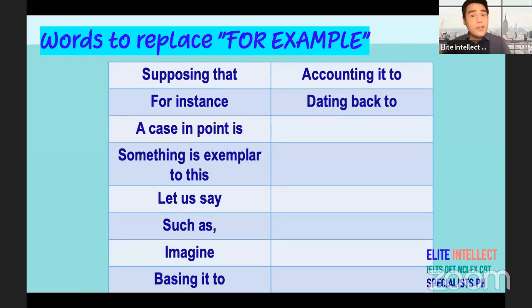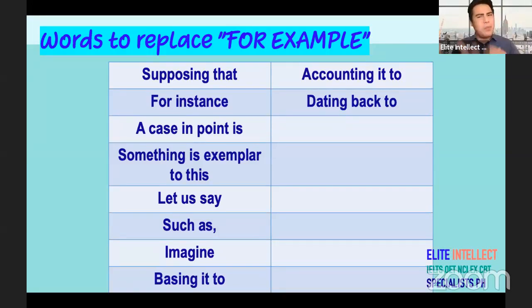Some students tend to say "for example" a lot. Instead of saying "for example," you may replace it with "supposing that." Okay, what else? "For instance." From a distance, there you go. "A case in point is," if you're saying a particular case, okay? There you go, you can say that too.